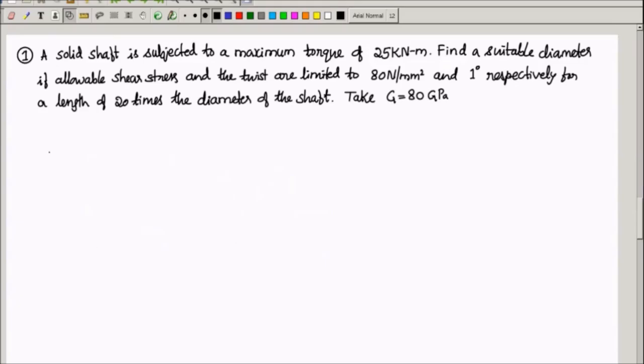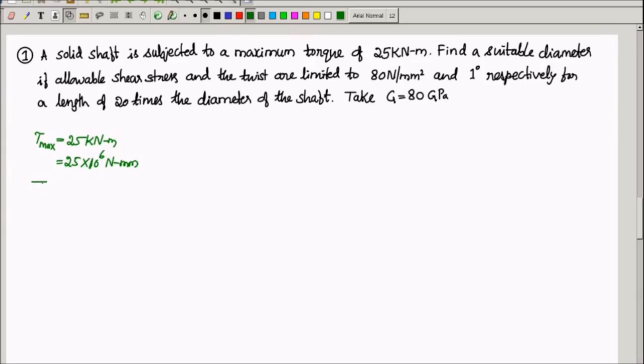So let us try to list the given parameters first. Maximum torque 25 kilonewton meter. So I will call it as T max. It is 25 kilonewton meter. It is actually 25 into 10 power 6 Newton millimeter. Kilo is 10 power 3. Again, from meter to millimeter, when I convert, another 10 power 3 will come. So totally it becomes 25 into 10 power 6 Newton millimeter.